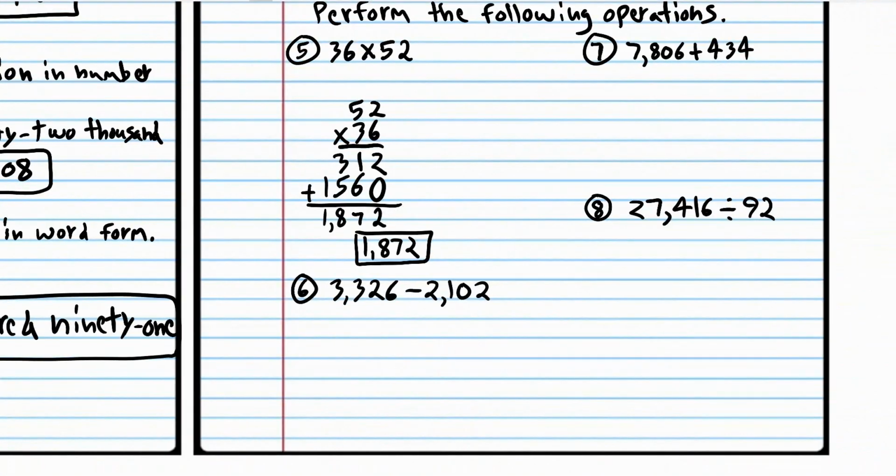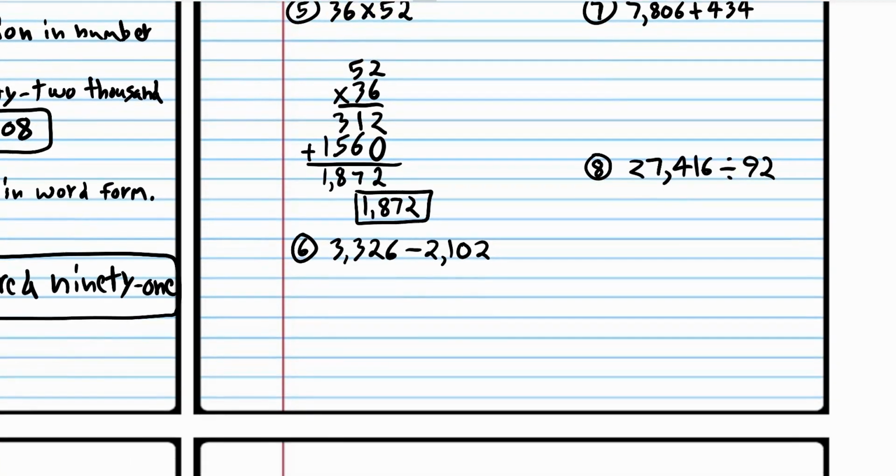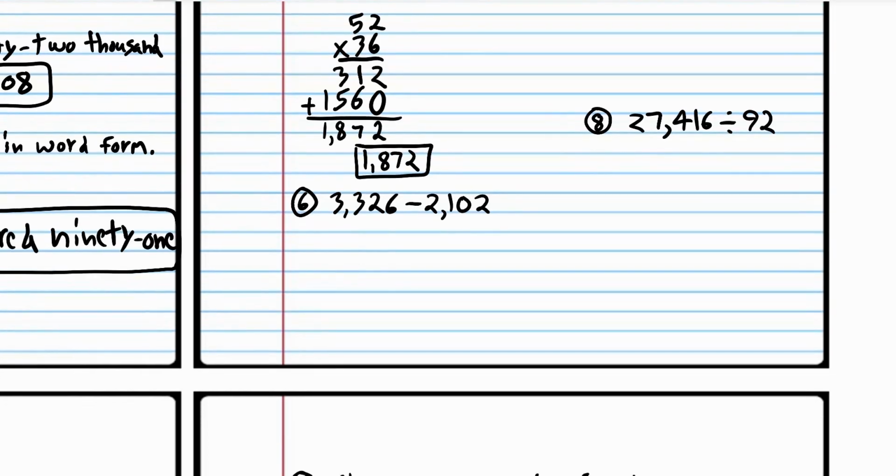So multiplication is more difficult than subtraction, but notice I put a multiplication problem first. So you might want to actually go to the easier problems first and do those. Make sure you get those done. So now we go to subtraction. 3,326 minus 2,102.